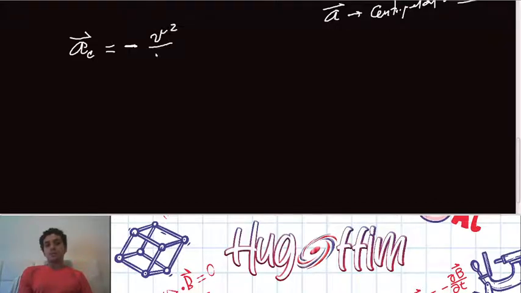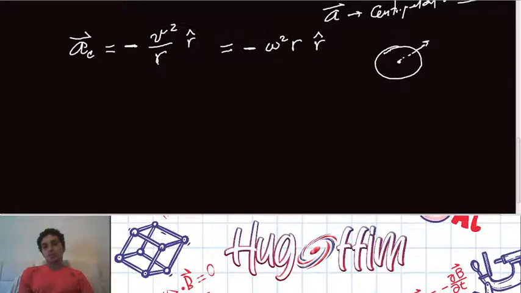The centripetal acceleration can be calculated as minus v squared over r. Okay, r is the radius of the circle, v is the velocity, and it's going to go in the direction of the radius, but negative. Or we can also write it as minus the angular frequency to the second power times the radius, in the radial direction. So if you have the circle, the radial direction points out from the center to any part of the circle, so it will be negative in this direction, and that is the centripetal acceleration.